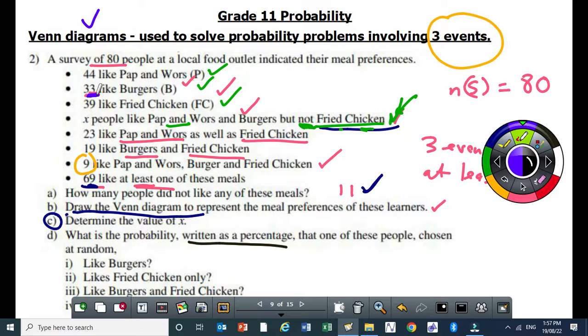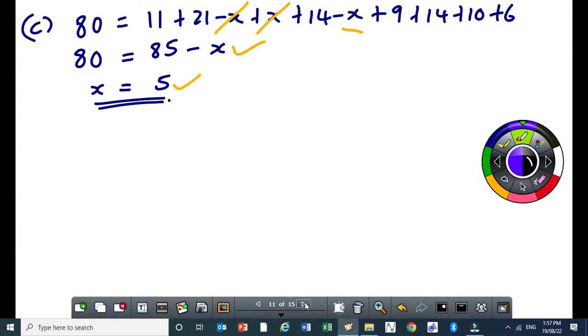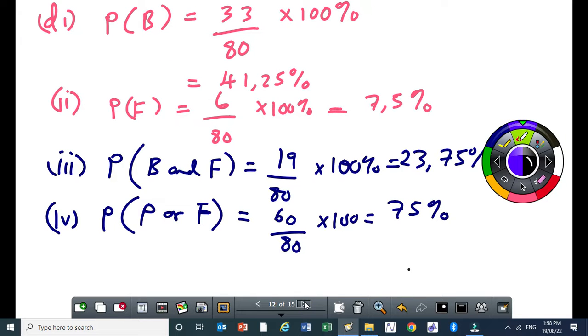So the probability of eating a burger is going to be 33 over 80. Remember, the total in the sample space, n(S), is equal to 80. That will always be our denominator when we are calculating the probabilities. So it will be 33 over 80 times 100, you get 41.25%.